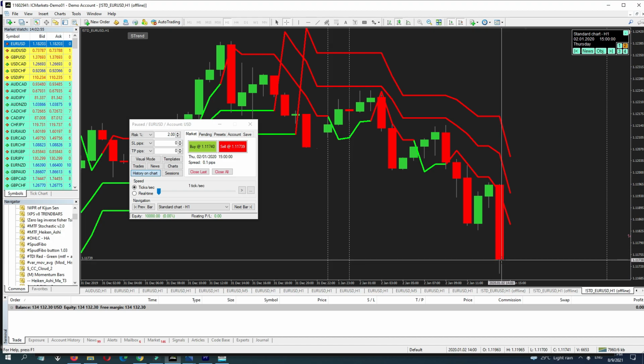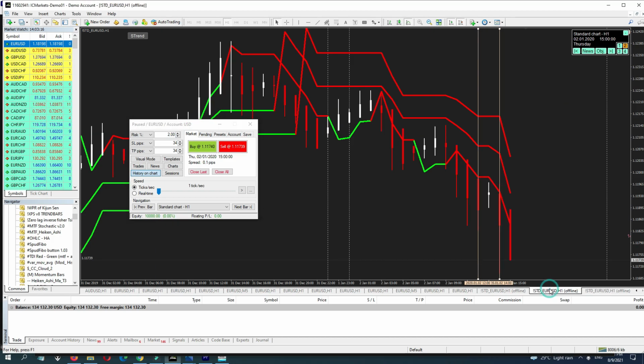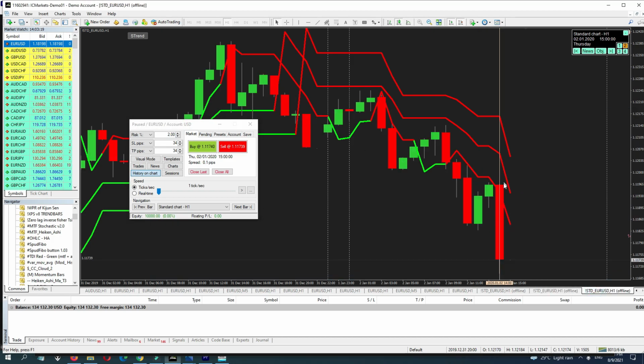So you use the middle Supertrend as your stop loss. This is your stop loss, just a few pips above that, maybe 34. And you target 1-to-1. You can target 2-to-1 if you want. You can use ATR as well as your stop loss, but I'm trying to experiment with new stuff. So use this as your stop loss, okay? So maybe 33. So you sell.